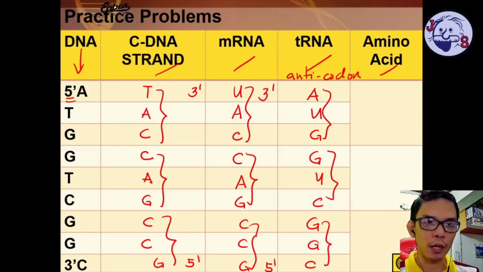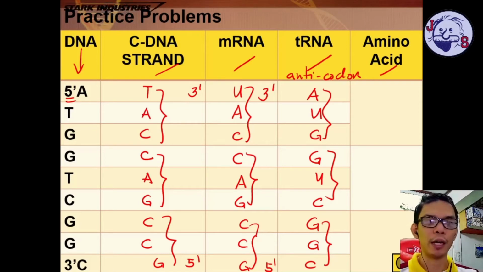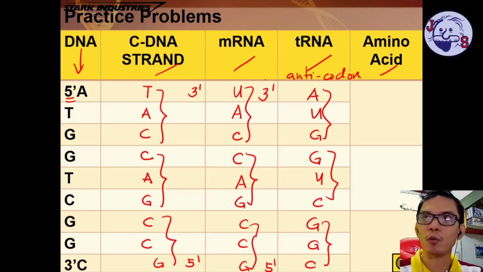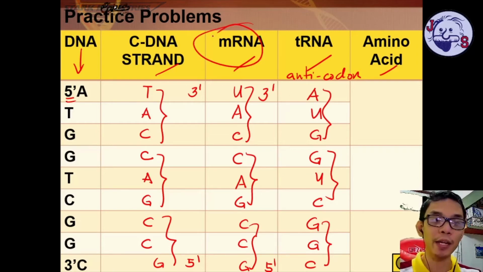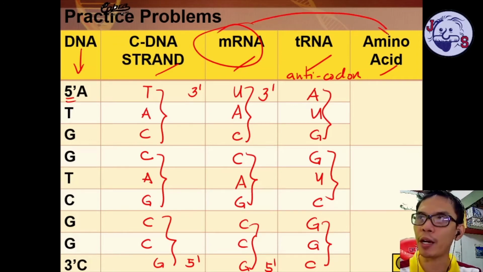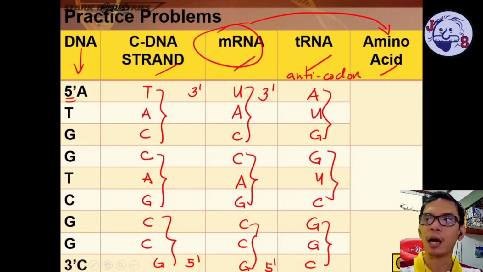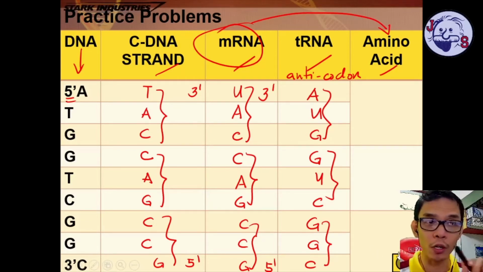Now, the challenging part here is: what is the amino acid translation of this segment? Again, the process will be using the mRNA to find out what the amino acid is. So let's take a look at this using the codon chart.